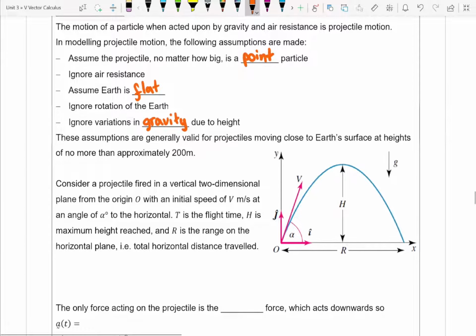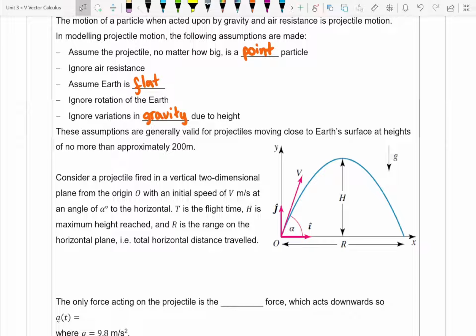So if we consider a projectile fired in a vertical two-dimensional plane from the origin O, so that's this point down here, it has initial speed vector v meters per second at an angle of alpha to the horizontal. T is our flight time, h is the maximum height reached, r is the range on the horizontal plane, which is the total horizontal distance traveled.